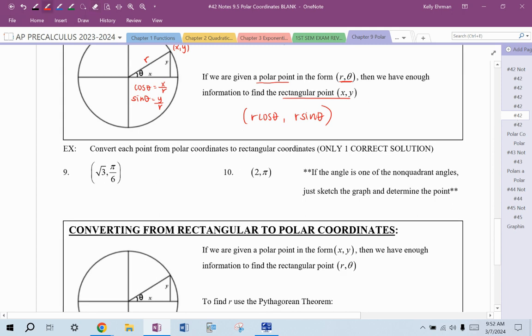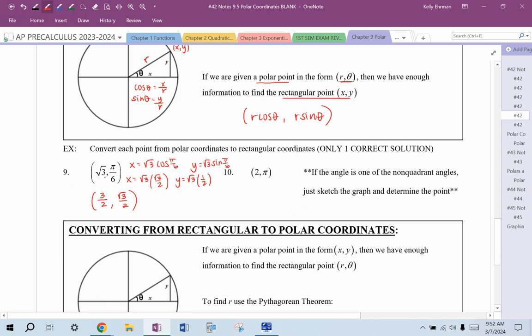Okay, so I've got the point radical 3, pi over 6. And I'm just going to say, well, the x coordinate should be r, which is radical 3, times the cosine of pi over 6. And the y coordinate should be radical 3 times the sine of pi over 6. So what does that come out to? X comes out to radical 3 times radical 3 over 2. So cosine of pi over 6 is just my unit circle trig there. And y is radical 3 times 1/2. So the rectangular coordinate that matches up with this polar coordinate is 3 over 2 and radical 3 over 2.